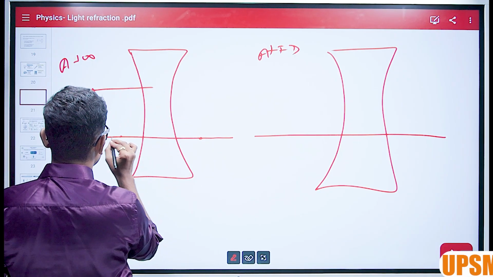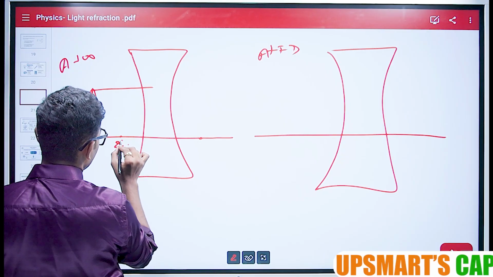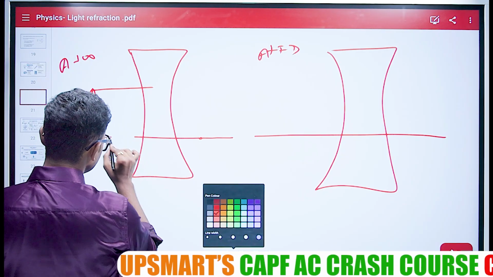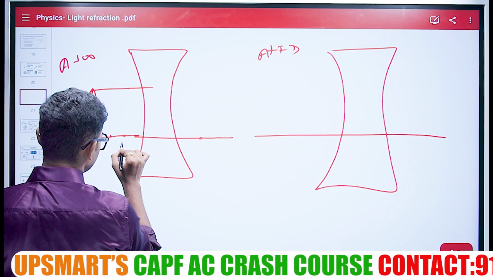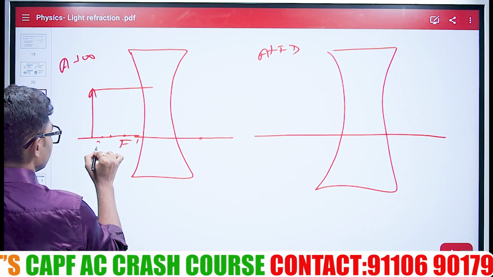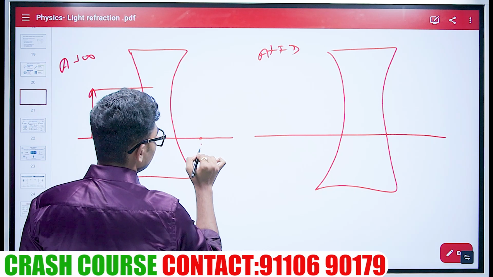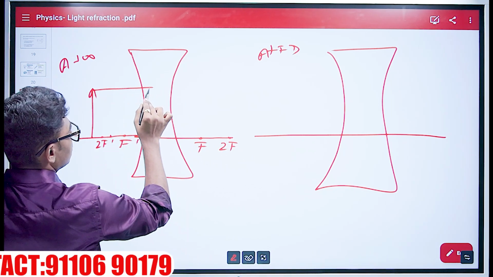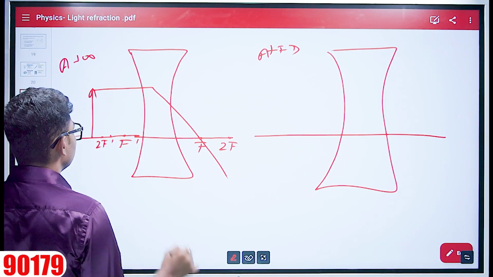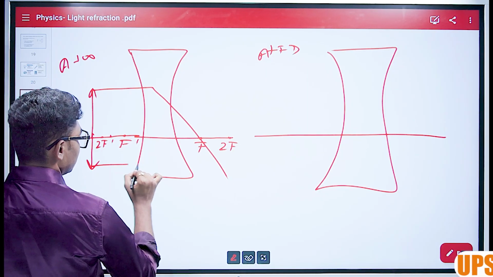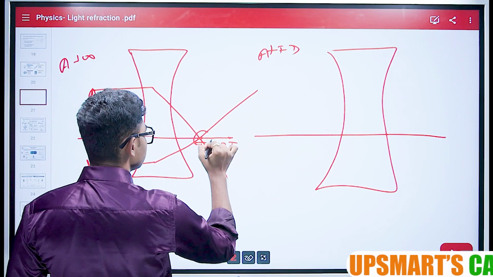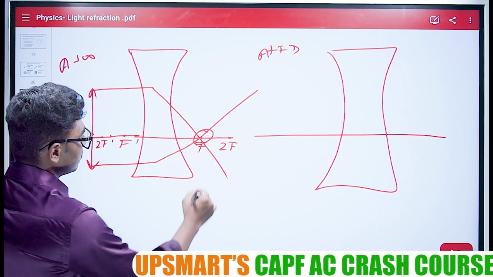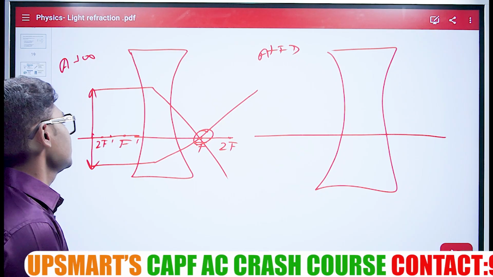same, F', 2F', F, 2F. The ray will pass through focus. Another ray will also pass through focus. Here the image is formed, which is very minute, but it is virtual and erect.